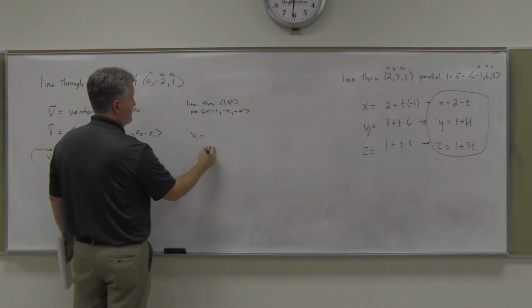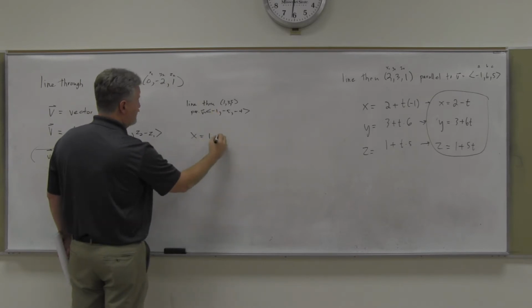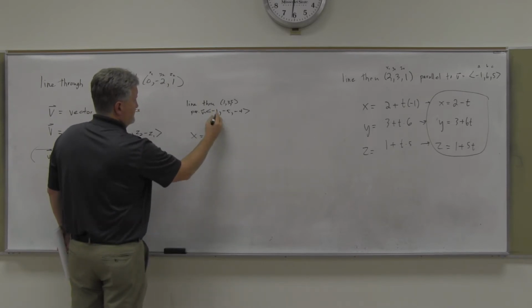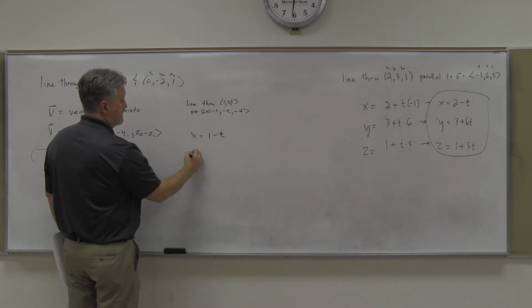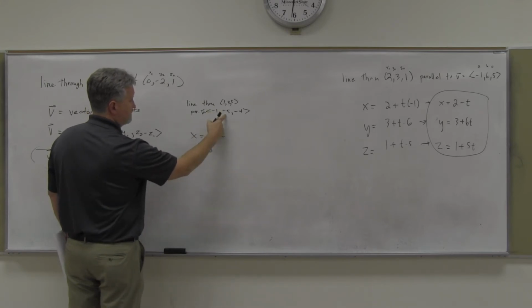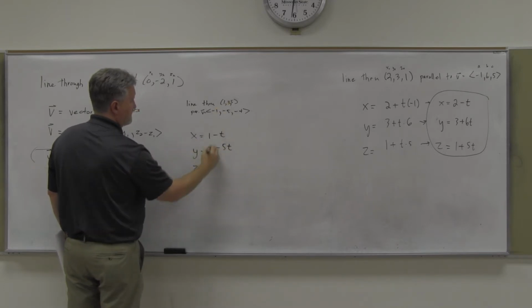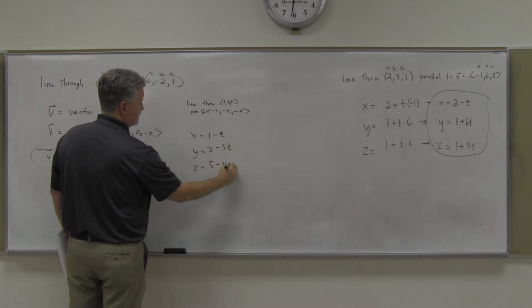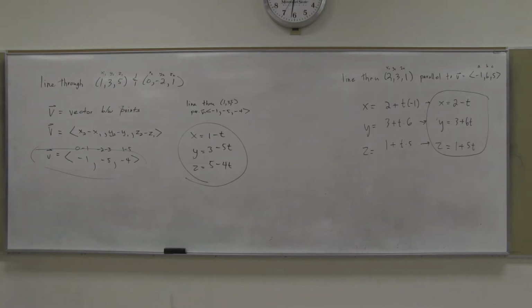Okay, well that's x equals x0, so that's my x0, 1 plus at, so it'd be minus t, because the a is negative 1. The y would be y0, 3, plus bt, which would be minus 5t, and z is 5 minus 4t. So that'd be one possible form. Now, is that the only form?